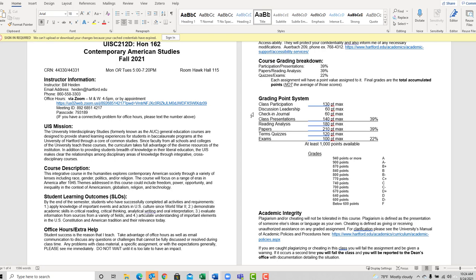Discussion leadership. So again, there's more class participation. Check-in journal, class presentations. Reading analysis is done in the journal. We'll get to that in a minute. Papers are the most. There's 3 papers that you'll do, so they aren't actually 70 points apiece. They add up to that. They get more valuable as the semester goes along.